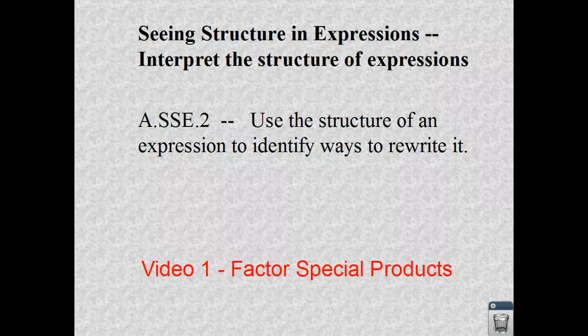Okay, this is A.SSE.2 Algebra, Seeing Structure and Expression, Standard 2, Video 1. We are going to factor some special products.